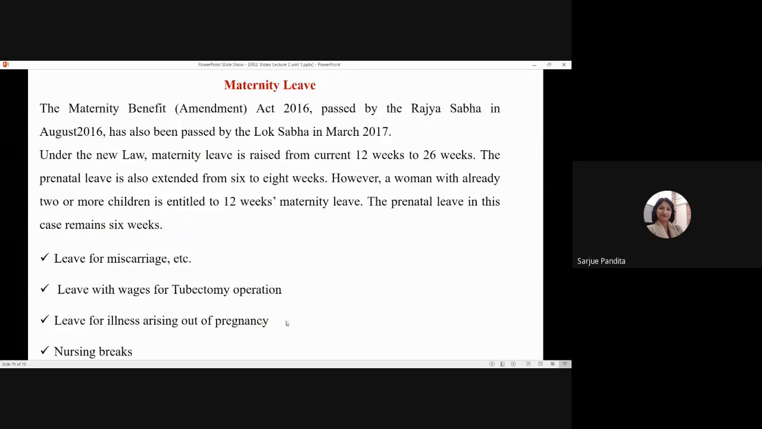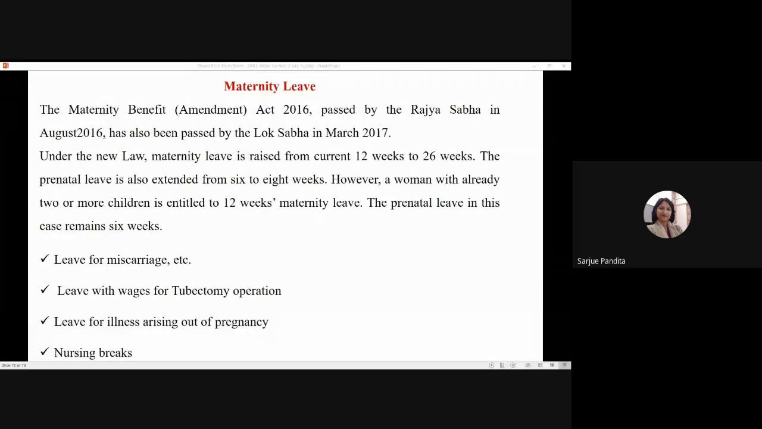Now it is maternity leave. The Maternity Benefit Amendment Act 2016 was passed in Rajya Sabha in August 2016, and it came into implementation in March 2017. Under the new law, maternity leave has been raised from 12 weeks to 26 weeks. The paternal leave is also extended from 6 to 8 weeks. However, a woman with already two or more children is entitled to only 12 weeks of maternity leave, and the prenatal leave in this case remains 6 weeks.